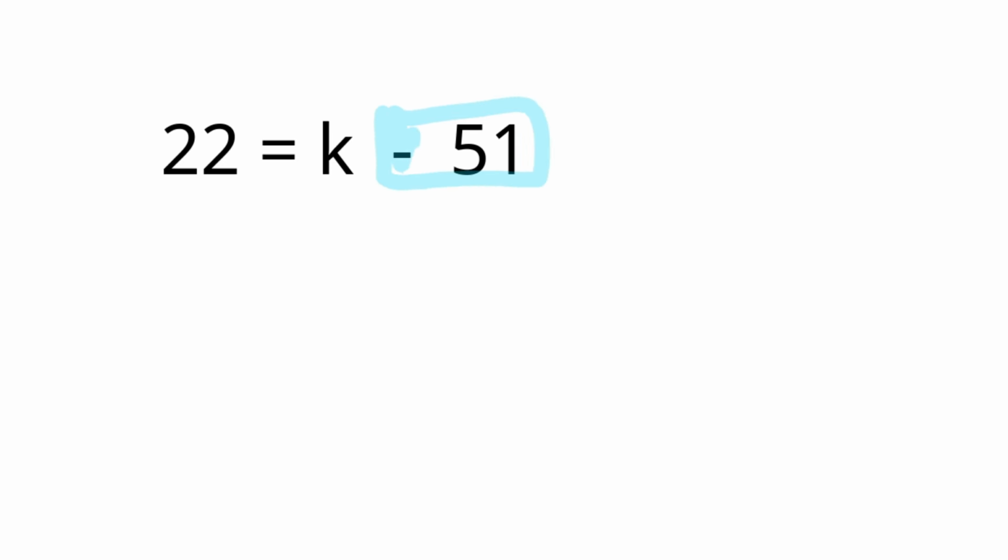We have to undo minus 51. And the only way to undo minus 51 is to add 51. And whatever you do to one side of your equation, you must do to the other side as well. So here, underneath minus 51, complete the inverse, which is add 51. Do the same thing to the other side, plus 51.